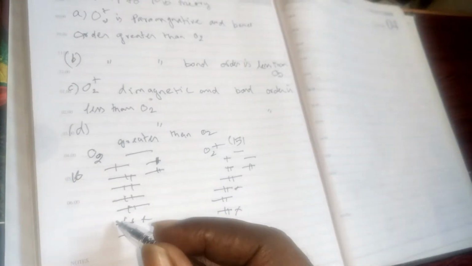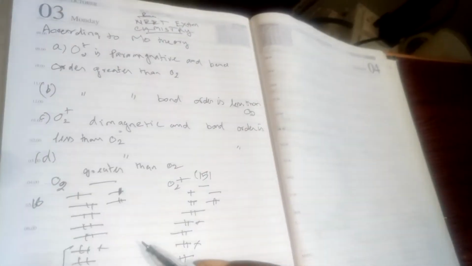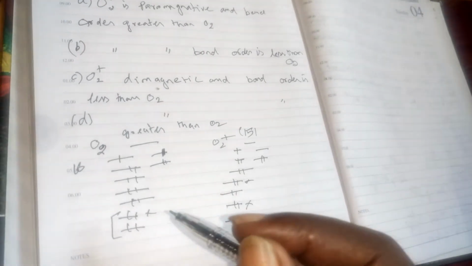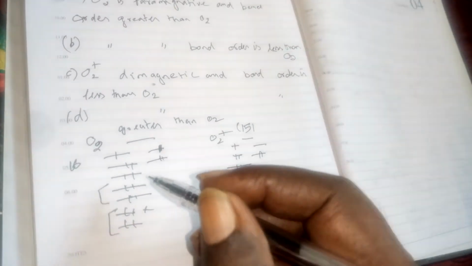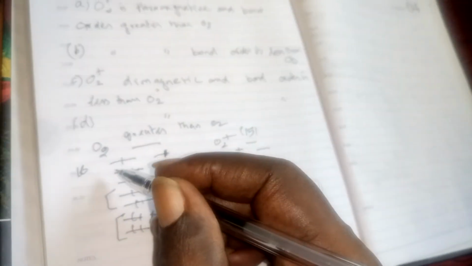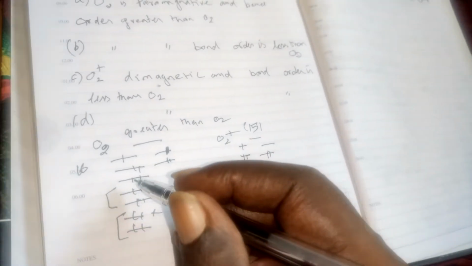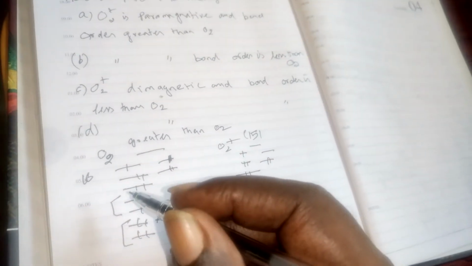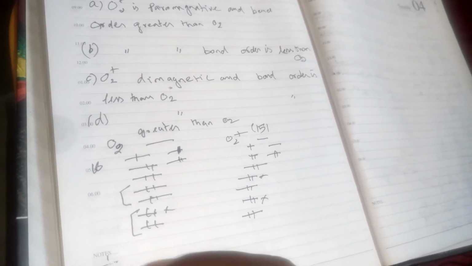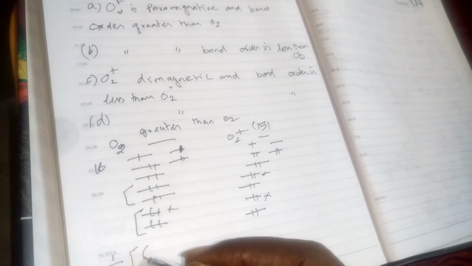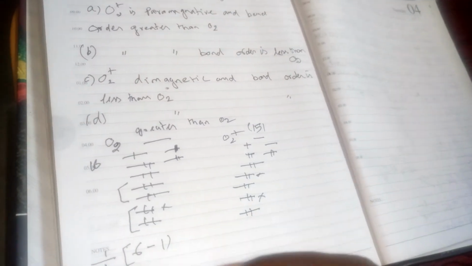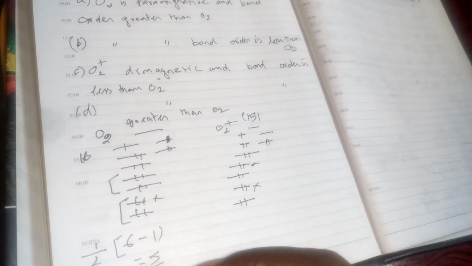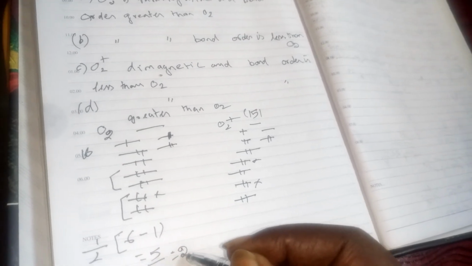Now sigma 1s and sigma star 1s cancelled. This also, 2s and 2s star cancelled. Now remaining is 2, 4, 6 and 2, 4, 6. The bond order formula is 1 by 2: bonding is 6 electrons, anti-bonding is 1, so the answer is 5 by 2. 5 by 2 means 2.5.